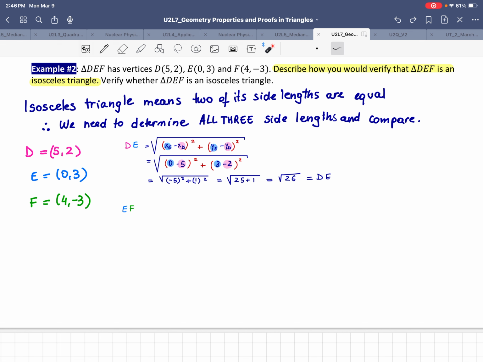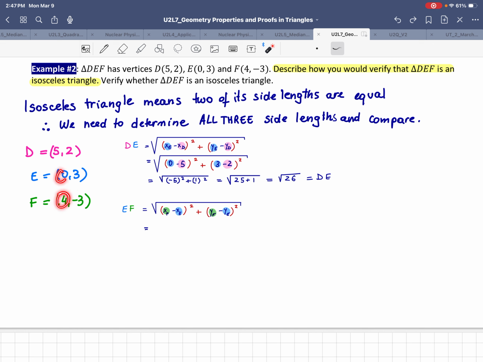Now we'll continue with the next side length, E to F. So we're going to find the length of it as the square root of x at F minus x at E. So write down in brackets x at F minus x at E to the power of 2 plus y at F minus y at E to the power of 2. So we'll substitute the values.